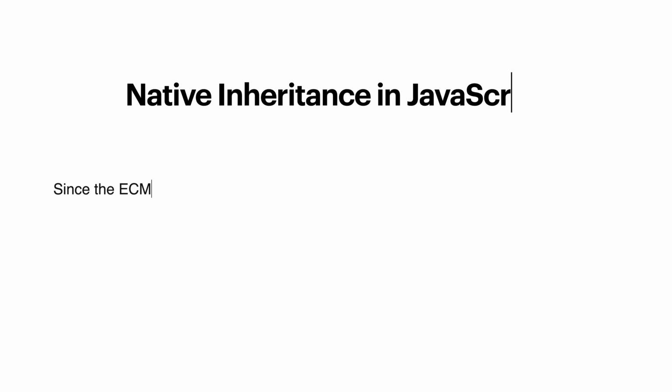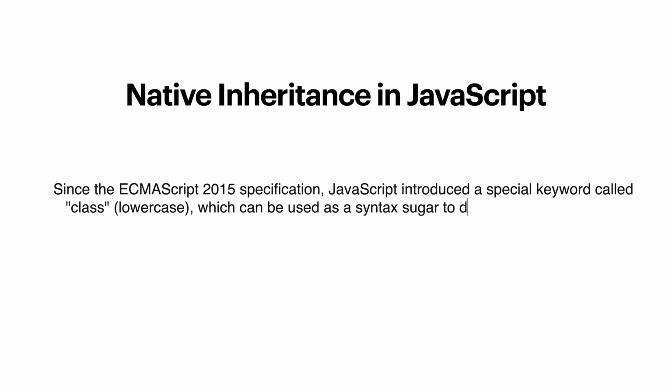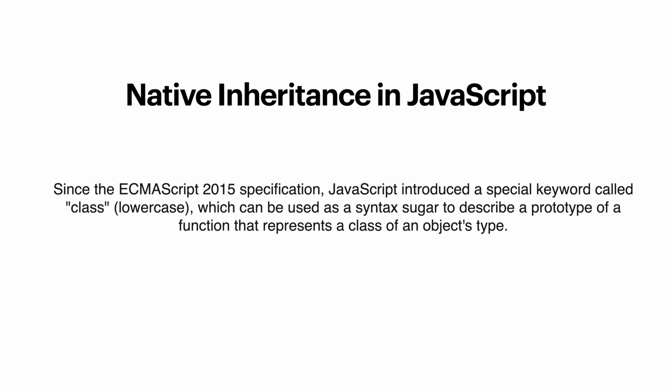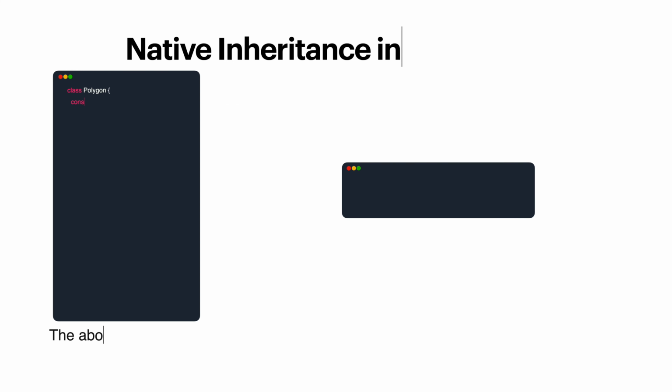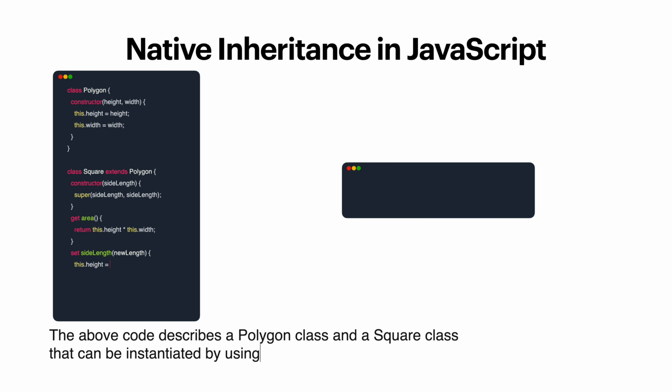Native inheritance in JavaScript. Since the ECMAScript 2015 specification, JavaScript introduced a special keyword called class, which can be used as a syntax sugar to describe a prototype of a function that represents a class of an object's type. The above code describes a polygon class and a square class that can be instantiated by using the new operator like this.